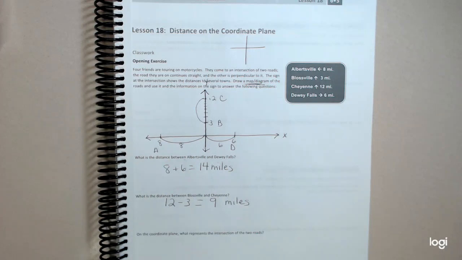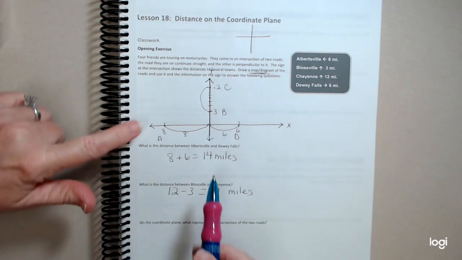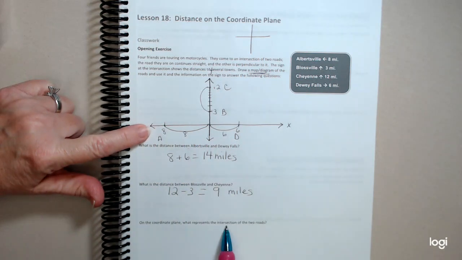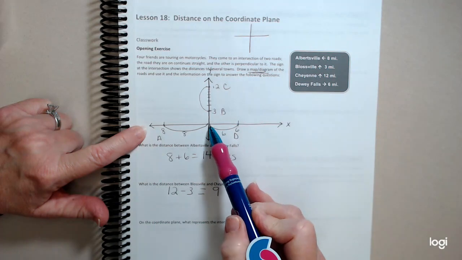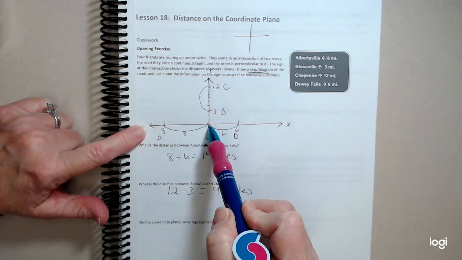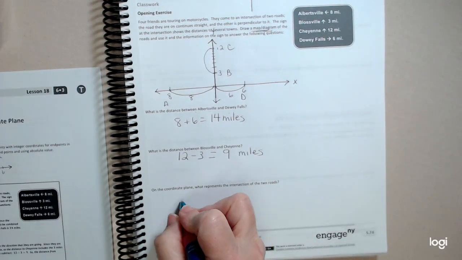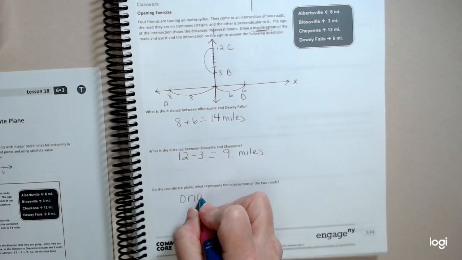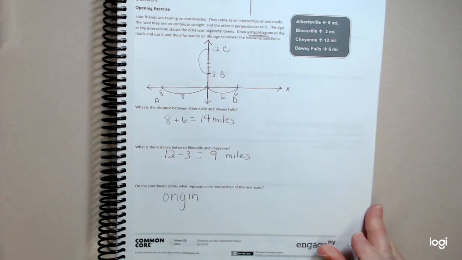Okay, and our last problem on this page, it says on the coordinate plane, here's my coordinate plane, what represents the intersection of the 2 roads? So where my 2 roads here intersected, right here, what represents that? Well, that would be considered our origin. So let's go down here and we will write origin. Okay, when you're ready, you can go ahead and turn over to the next page.